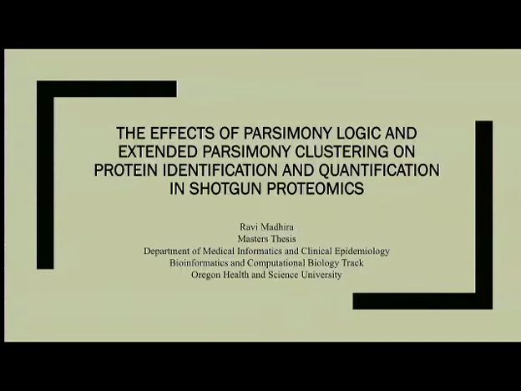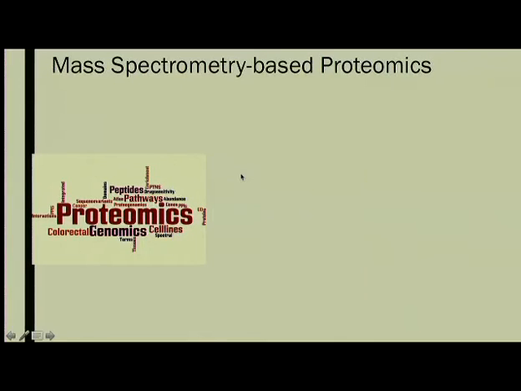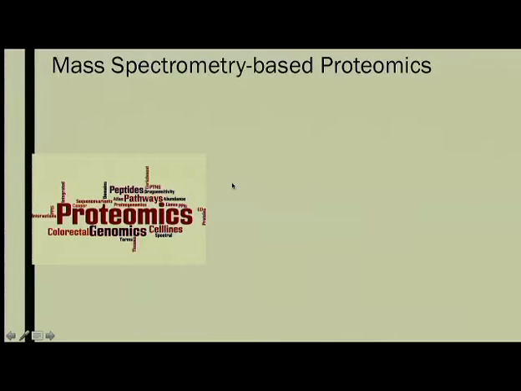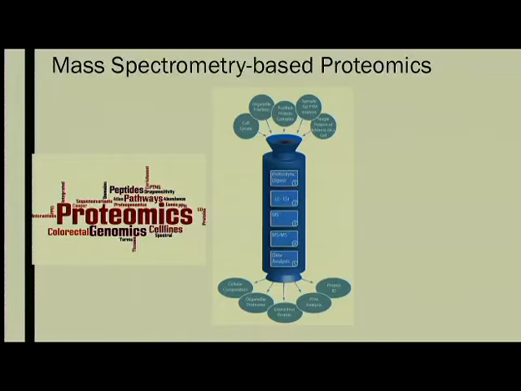All right. Thank you all for coming. Today I will be presenting my thesis on the effects of parsimony logic and extended parsimony clustering in protein identification and quantification in shotgun proteomics. So, what is proteomics? The term proteomics was coined in the mid-1990s to loosely describe the large-scale characterization of all the proteins that are expressed in a cell or in a biological sample. And mass spectrometry is the predominant tool that is used in proteomics.